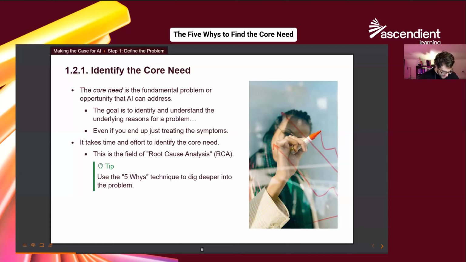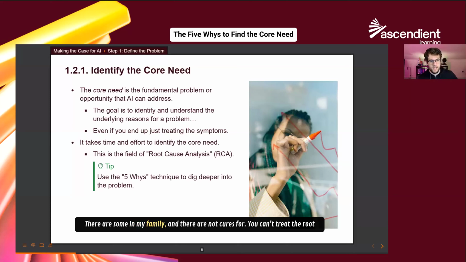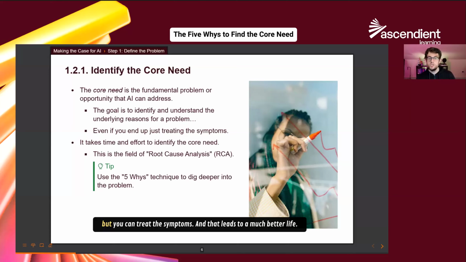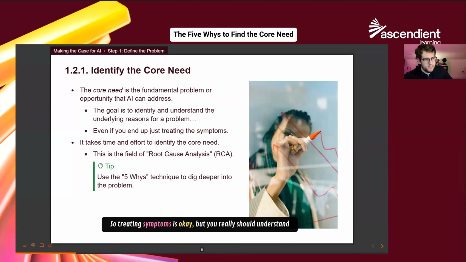For instance, I know there's a lot of diseases out there. There are some in my family, and there are not cures for them. You can't treat the root cause of the illness itself, but you can treat the symptoms, and that leads to a much better life. Treating symptoms is okay, but you really should understand why you're not treating the underlying cause.